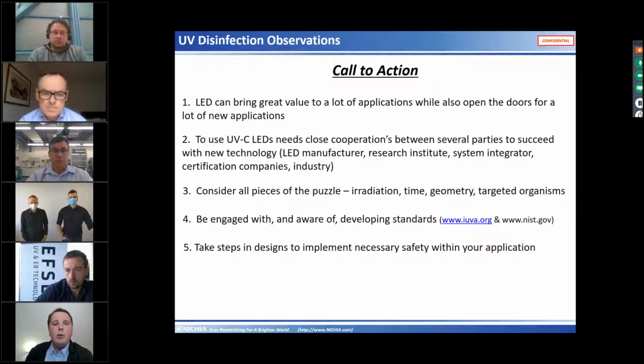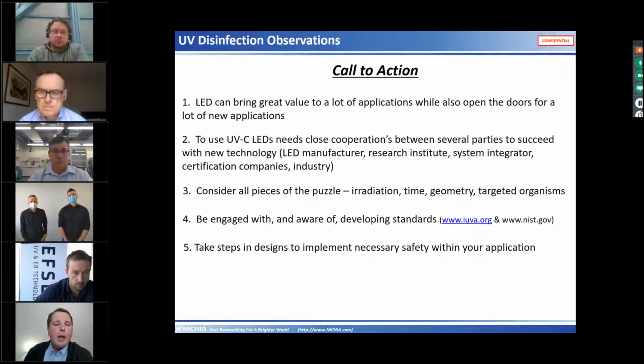Secondly, especially in the UVC area, where you have invisible rays you cannot see, it's a very sensitive topic. It's highly recommended to take the chance to talk to all the players in this market, even if it's research institutes, system integrators, certification companies, etc., to just make sure you have a close contact and you can be successful in your development.